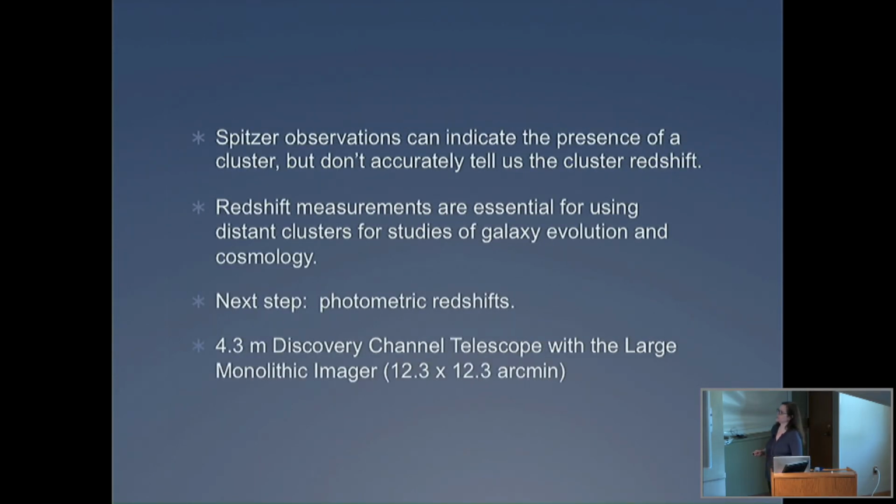So with our Spitzer observations, we can get an overdensity in terms of the galaxies there, and we can get an idea that there's a cluster there. Don't really get much of an idea of redshift unless we have a couple bands there. So we also then added on a bunch of optical observations.